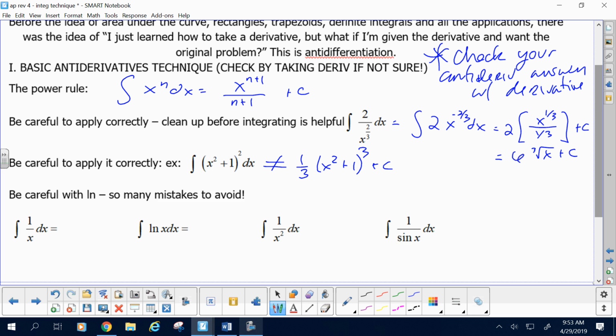Remember to simplify your life algebraically if possible. So what can you do? You can square it. This is x to the 4th plus 2x squared plus 1. Okay? So if it's clean, integrate it. If it's not clean, can you do some algebra first? Then integrate it. 1/5 x to the 5th plus 2/3 x to the 3rd plus x plus c. Okay? Some gotcha problems.